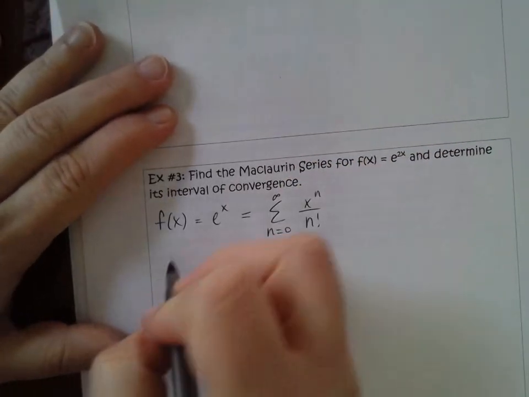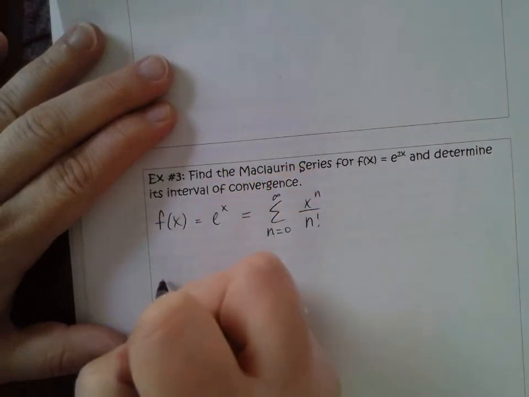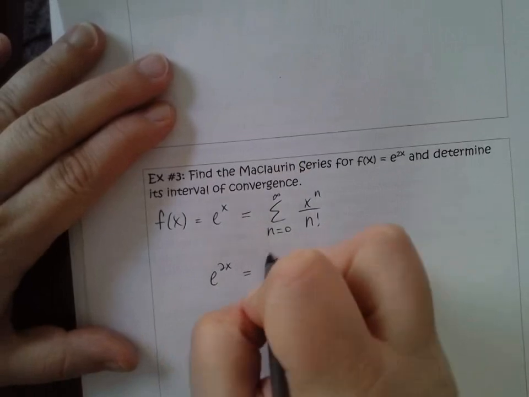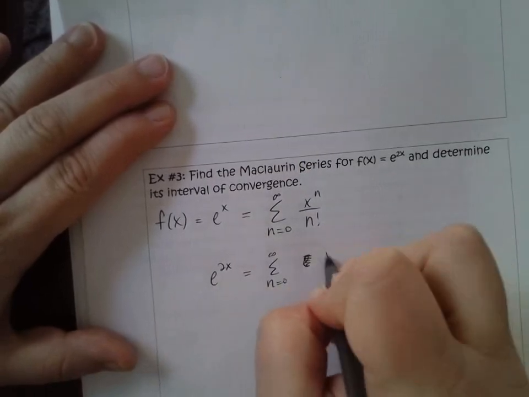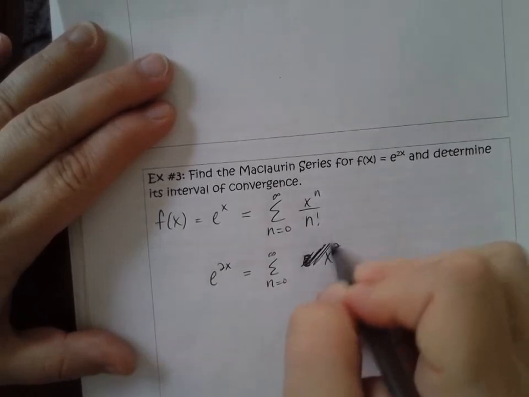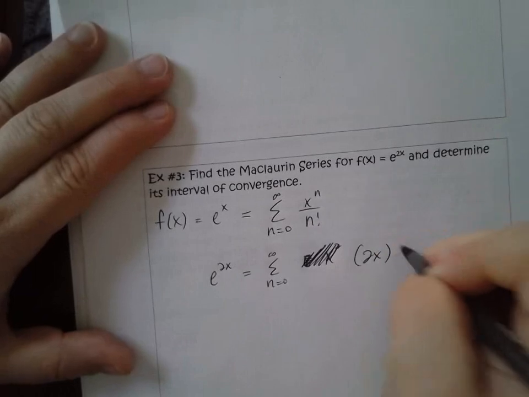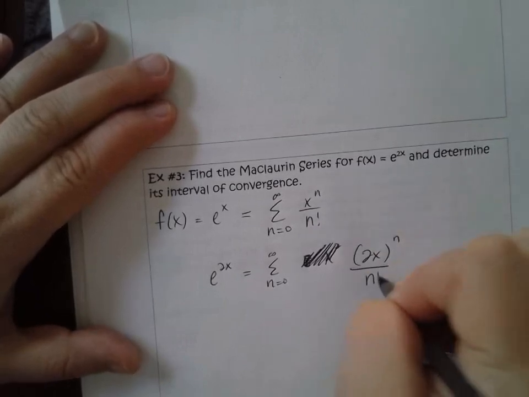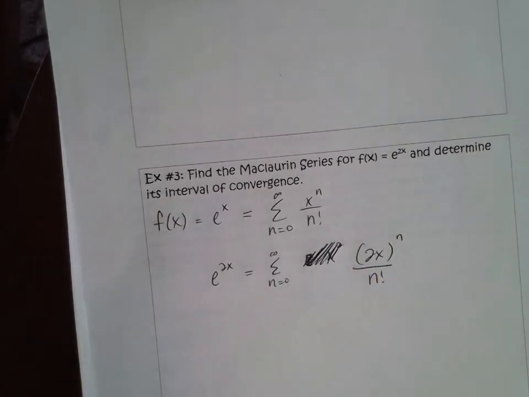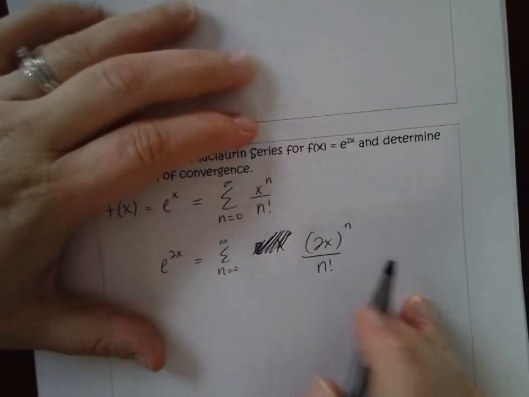Okay, so that means that if I had e to the 2x, that should be the same as putting 2x in for x, right? That makes sense. Okay, so it says we're going to look at the interval of convergence from here. This is not a geometric formula.